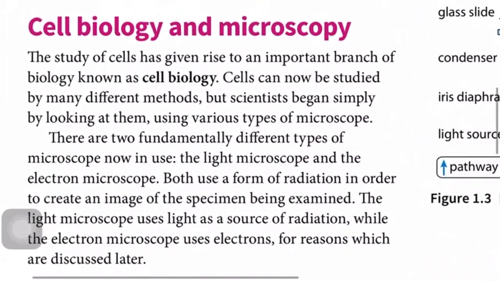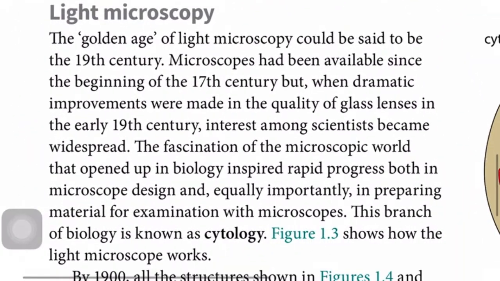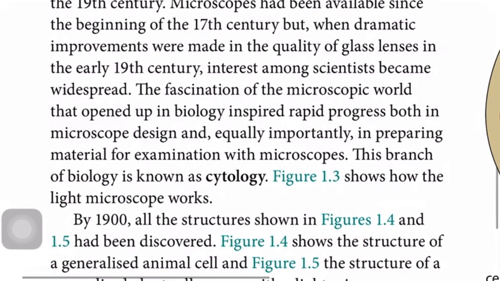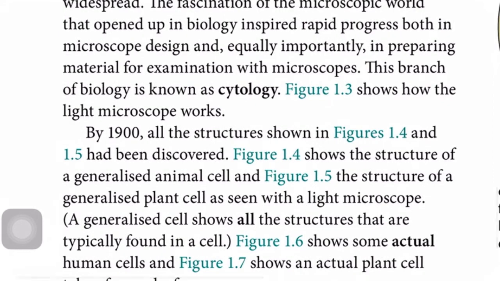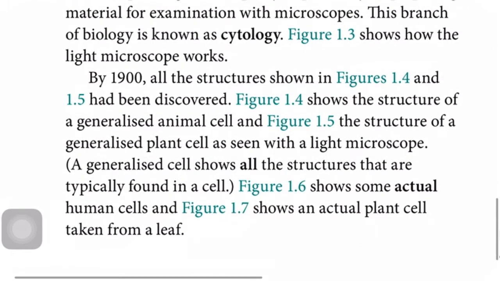So the golden age of light microscopy could be said to be the 19th century. Microscopes had been available since the beginning of the 17th century, but when dramatic improvements were made in the quality of glass in the early 19th century, interest among scientists became widespread. The fascination of the microscopic world that opened up in biology inspired rapid progress both in microscope design and, equally importantly, in preparing material for examination, because you cannot just take a material and examine it under the microscope. You have to first prepare it.